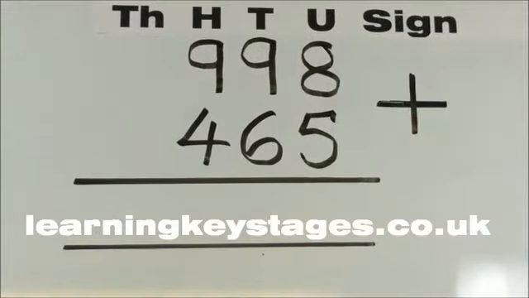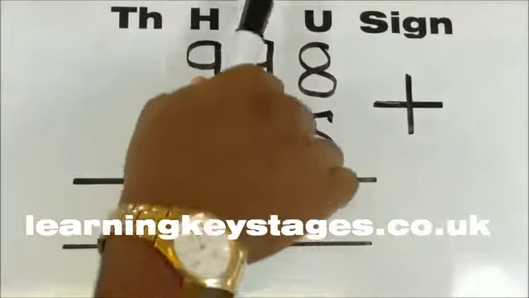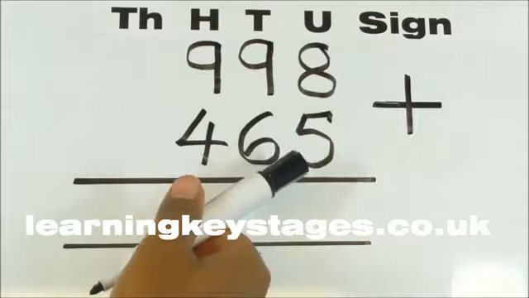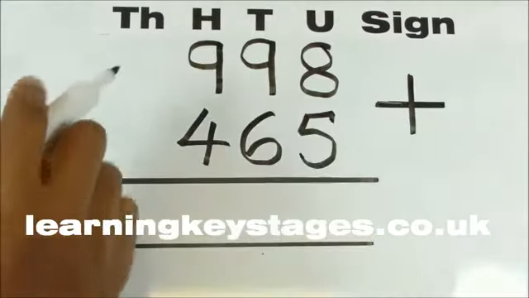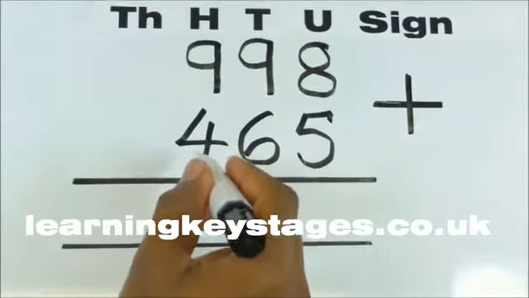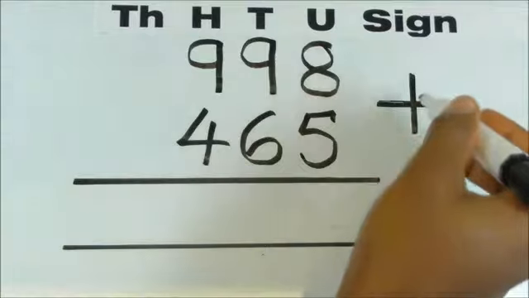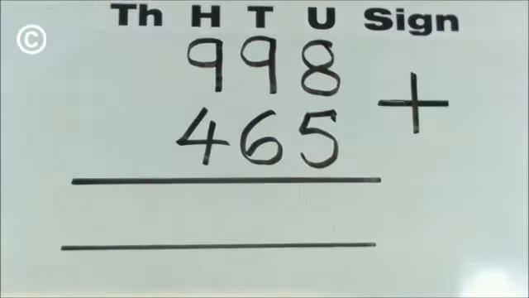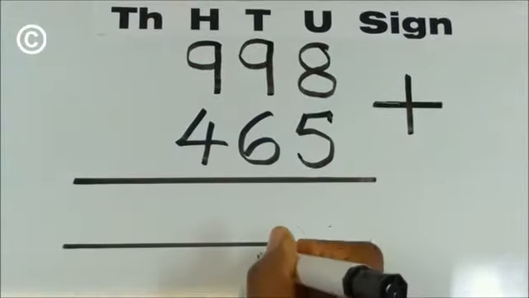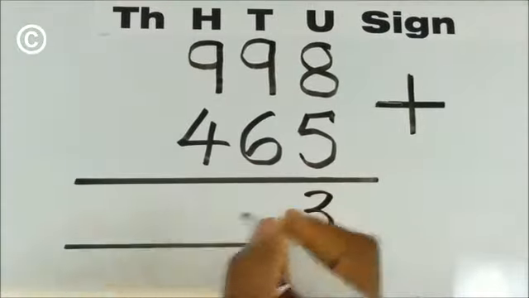This is an example of whole number integer addition, laying out the sum with the thousands, hundreds, tens and units columns and the plus sign on the side here. 998 add 465. 8 plus 5 is equal to 13, so you carry the 1 here and 3 in the units column.